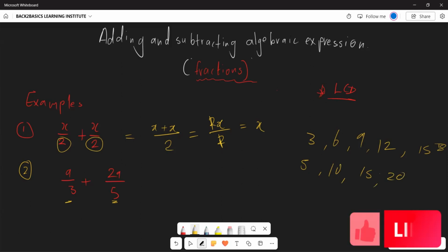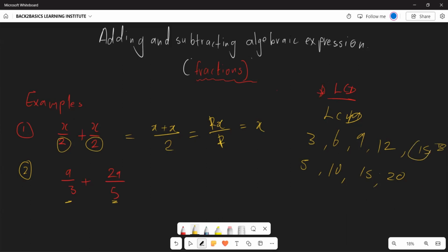So now you're going to find out whether you have an LCD, or an LCM, right? Now you can check, look, you have 15 here, and you also have 15 here. Which means your LCD is 15. Now you come back here. What is it that you're going to do so that you can have the LCD of 15 on this side and also this side, so that you can solve for this one and also this one?